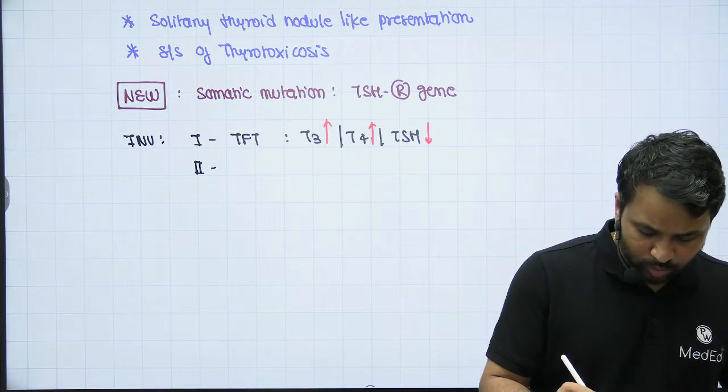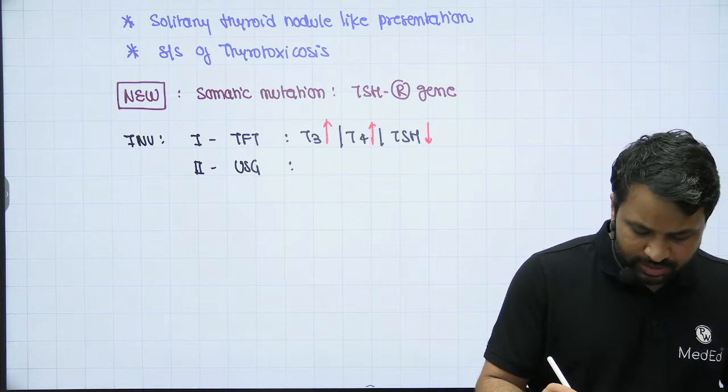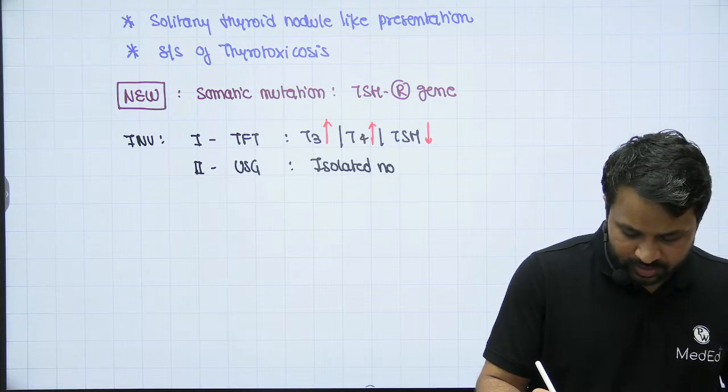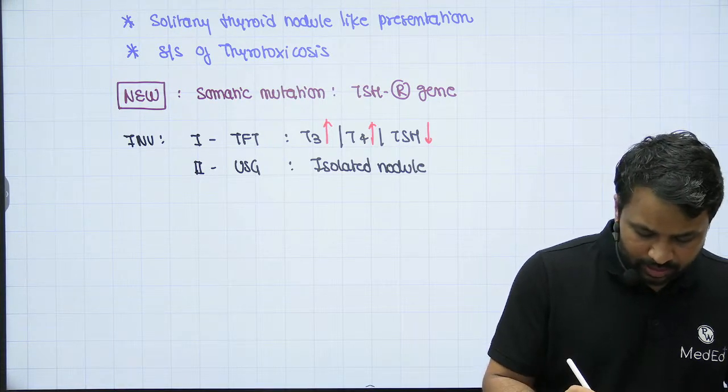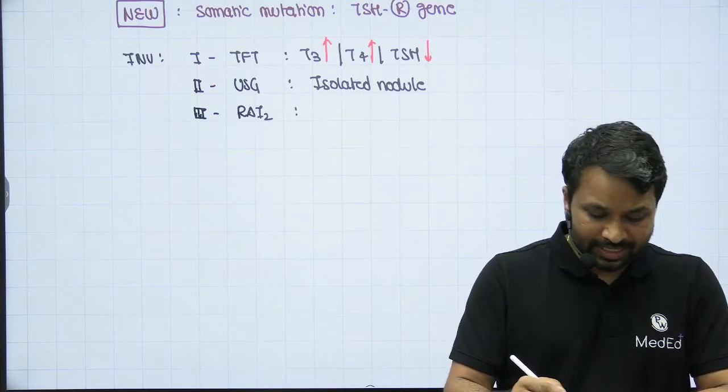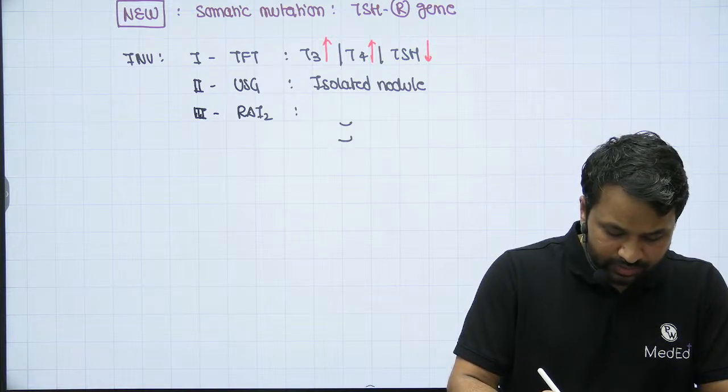Second, I am going to do an ultrasound. In ultrasound, you will usually see the presence of an isolated nodule, a single nodule in the thyroid gland. The third thing, you will do a radioactive iodine scan. In the radioactive iodine scan, you will see the entire radioactive iodine, whichever iodine that you give.